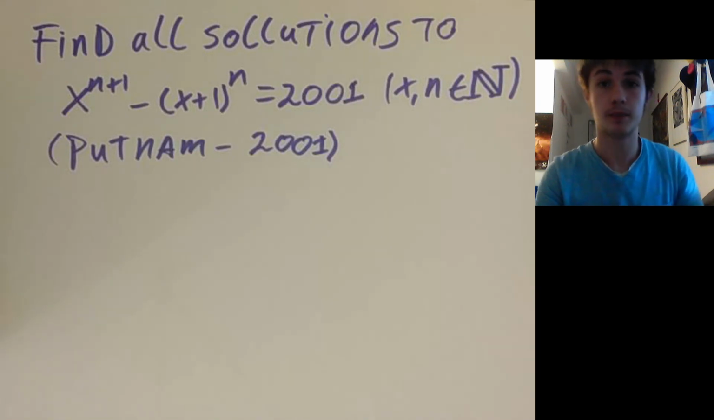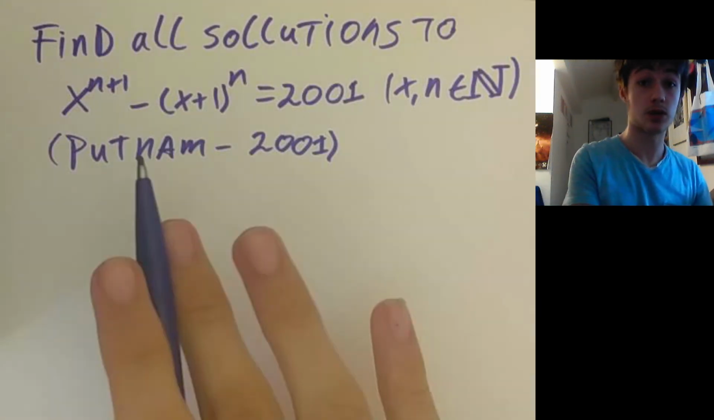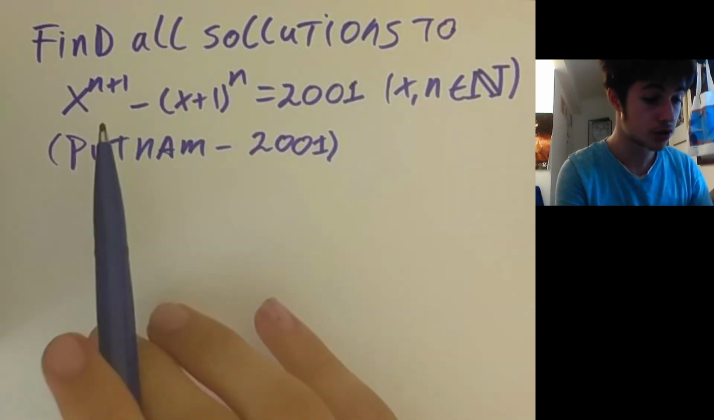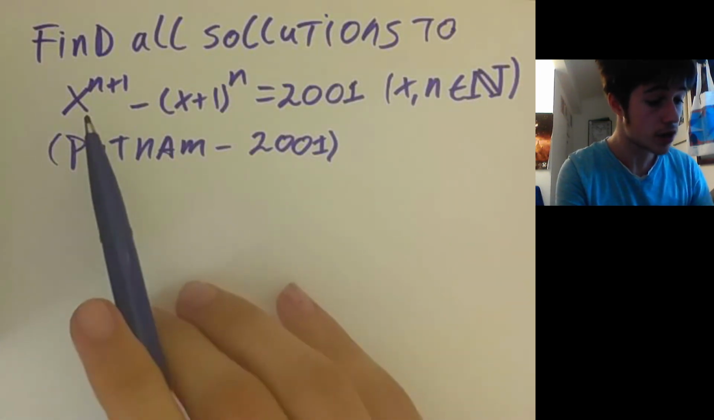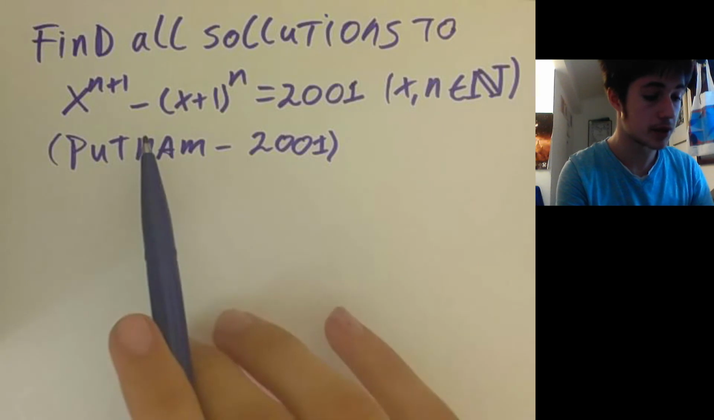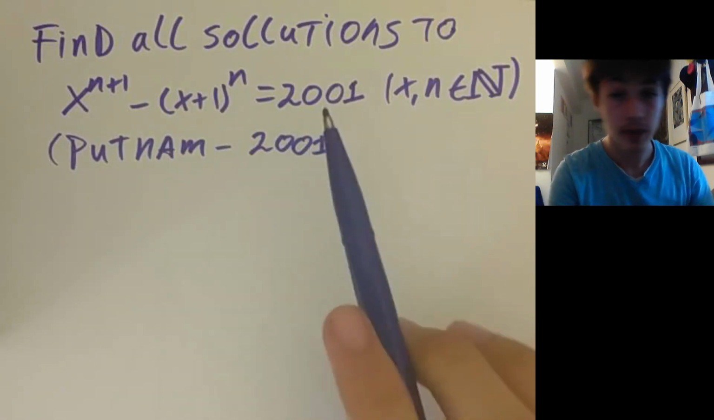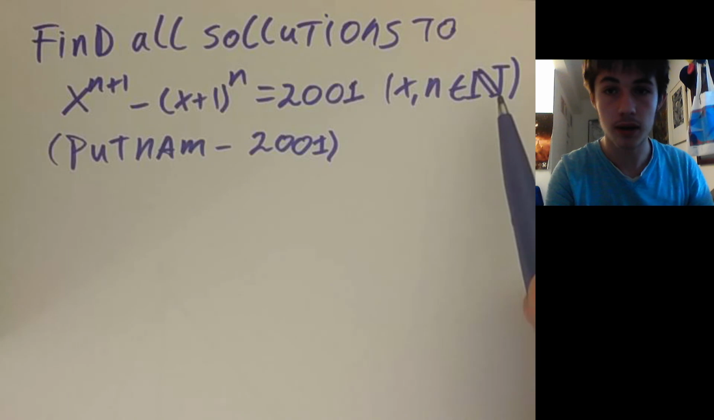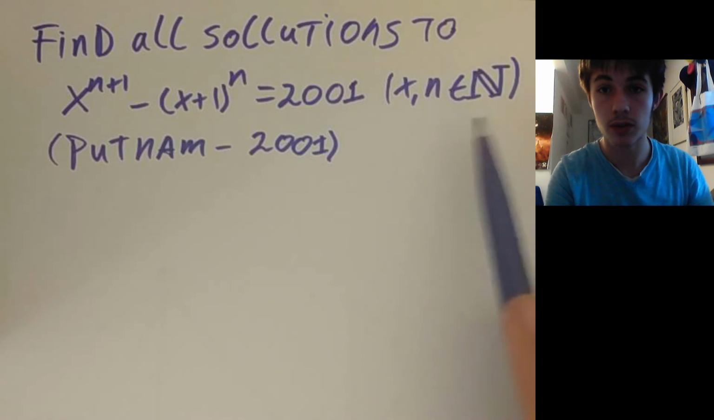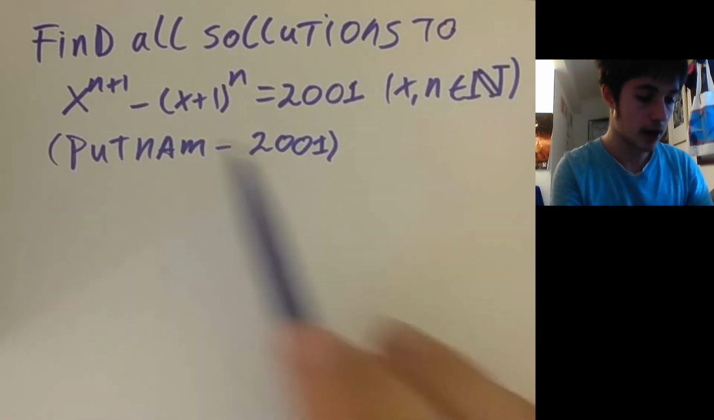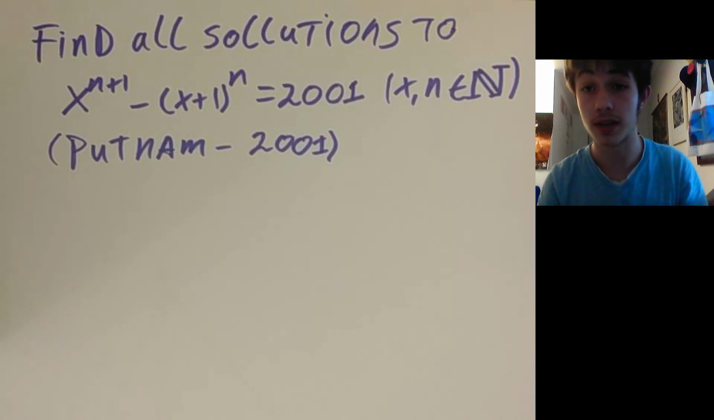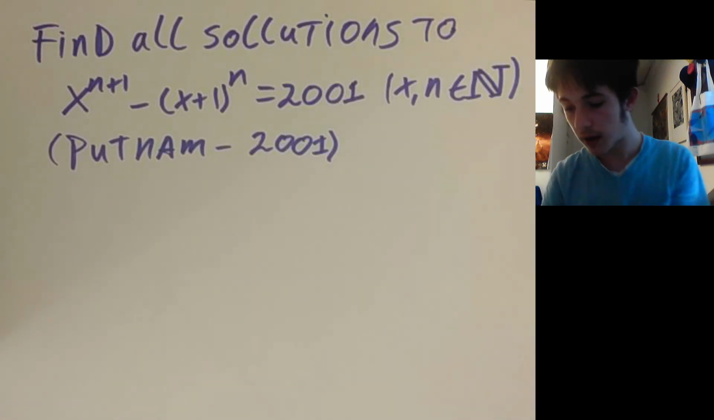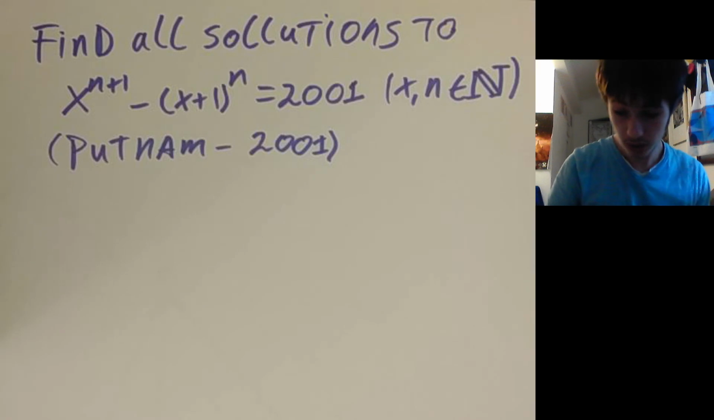Okay, hello everybody, and today we're going to solve this problem. It asks us to find all the solutions to the following equation: x^(n+1) - (x+1)^n = 2001, where x and n are positive integers, so from the natural numbers. And this was asked on the Putnam exam from 2001, obviously. And now we're going to solve it.